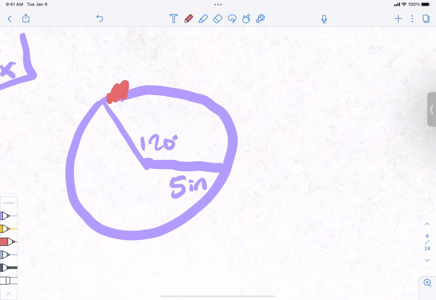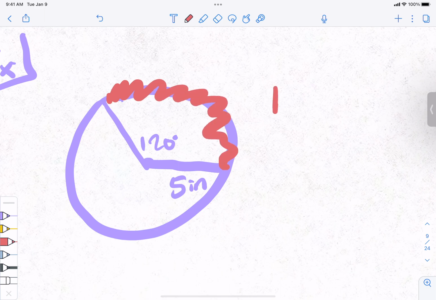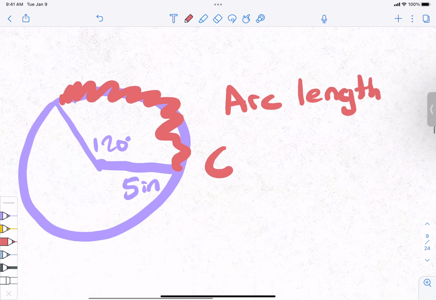And I say find the arc length, right? We've done arc length before. And arc length has to do with the circumference, okay? So the circumference of this circle would be diameter times pi. What's the diameter of this circle? It's 10. So the circumference would be 10 pi.